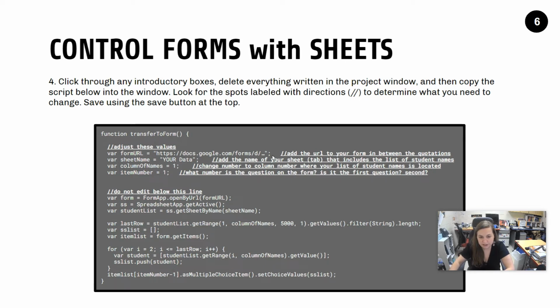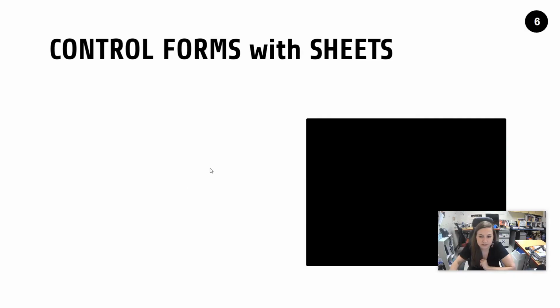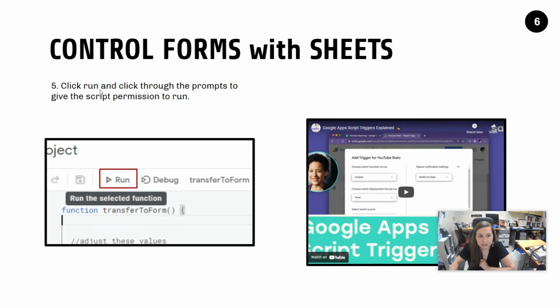So again, our form URL, on our spreadsheet of data, what sheet or tab has the list of student names? What column is the student names in, first column, and what number is the question on the form? In our case, it's the first question. All right, so you're going to click run and click through the prompts to give the script permission to run. You'll get some pop-ups that ask you to give permission to the script. And then you're going to set up a trigger so that it refreshes the list on the form every night overnight.